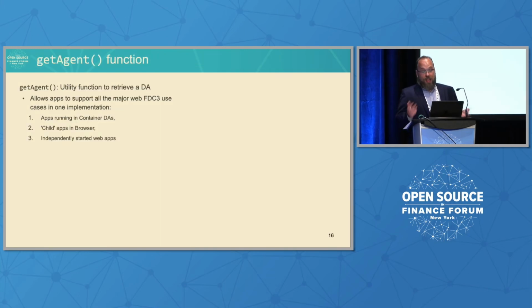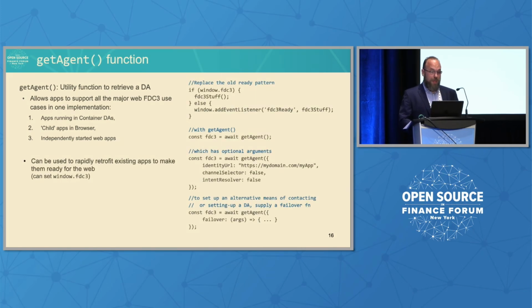And then we have the getAgent function that uses these two things to do what it does. It's the utility function to retrieve a desktop agent, supporting DAs of all sorts of types, so apps running in container-based desktop agents, child apps that were started by a desktop agent running in the web, and apps that were started independently. Somebody just typed in a URL, they can still associate with the desktop agent in some way. And it can be used to rapidly retrofit existing apps to make them ready for the web. Basically, it can set window.fdc3 for their implementations, and it basically replaces the old ready pattern.